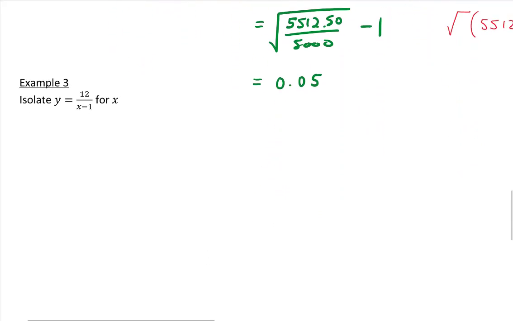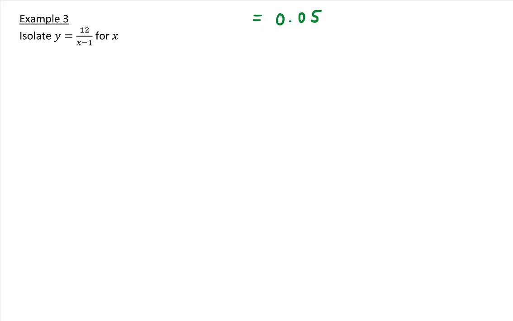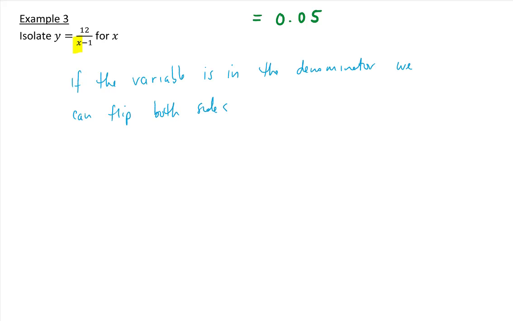All right, last one. I want to isolate this one for x, and this is a tricky one because x is in the denominator this time. So we're going to use a similar idea we did with trig ratios. If the variable is in the denominator, we're going to flip both sides. Now remember, this is y over 1, so I'm going to flip both sides of this equation, and I get 1 over y is equal to (x minus 1) over 12.